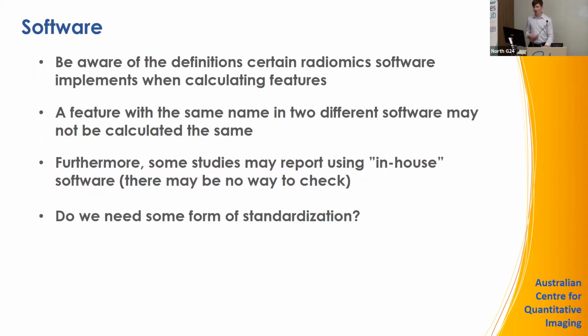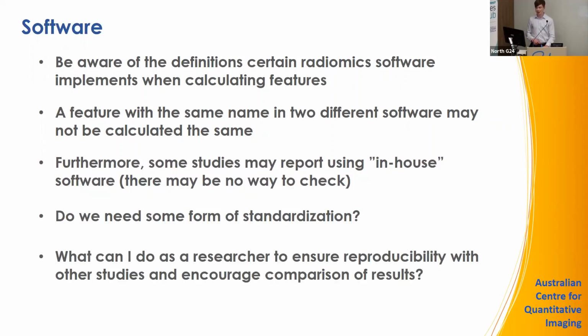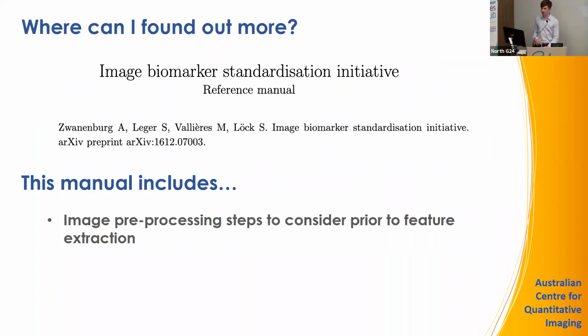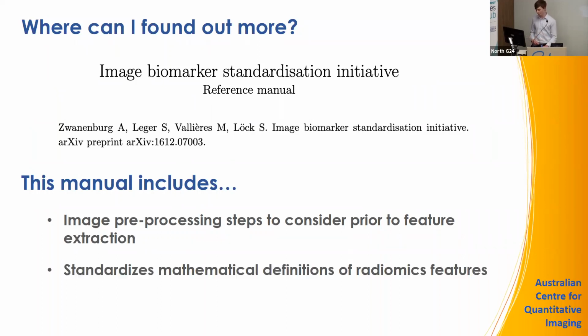So the question was asked pretty early on: do we need some form of standardization? And what can I do as a researcher to ensure reproducibility with other studies and encourage comparison of results? Along came this fantastic reference manual, the Image Biomarker Standardisation Initiative, which includes image preprocessing steps to consider prior to feature extraction. I've gone over this pretty briefly in this talk, but if you really want to get down to the details, I definitely recommend reading it. But most importantly, it standardizes the mathematical definitions of radiomics features.